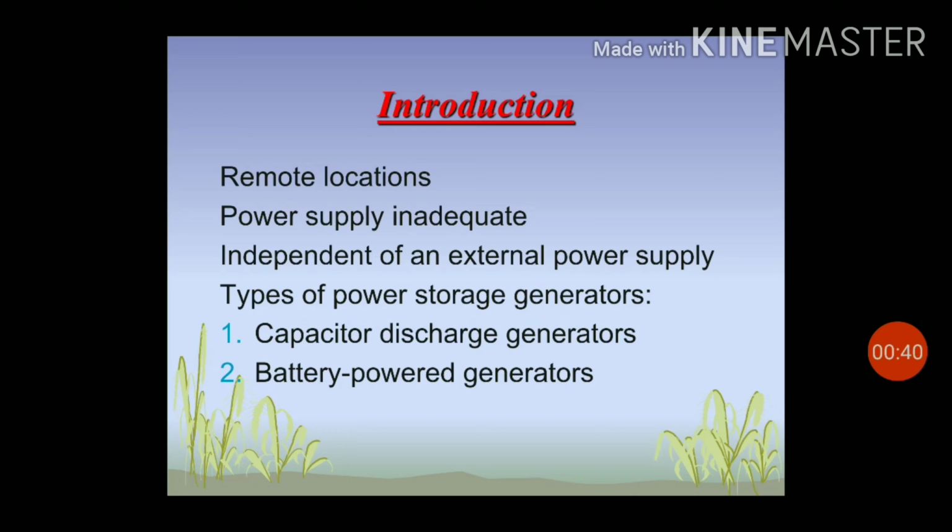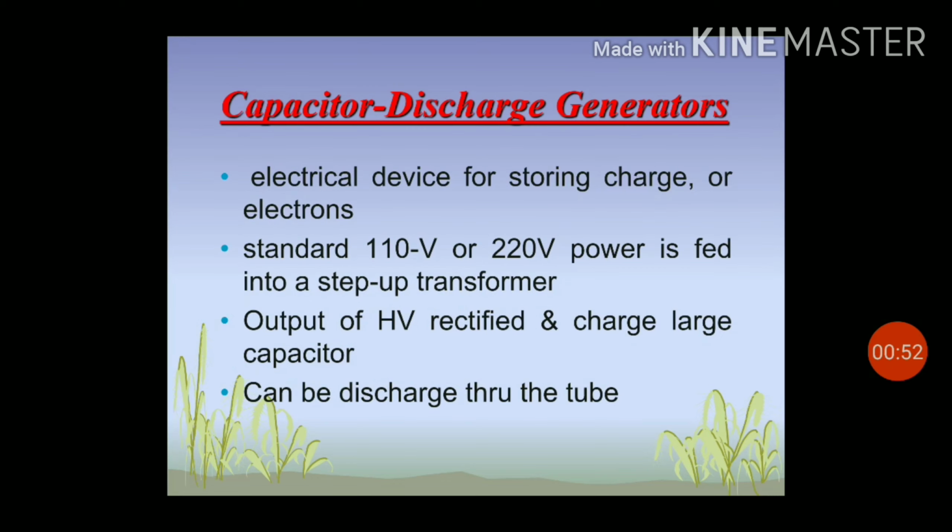external power supply. There are two types of power storage generators. One is the capacitor discharge generator and the second is the battery powered generator. We will talk about the capacitor discharge generator first. It is an electrical device for storing a charge of electrons in a capacitor. Standard 110 volt or 220 volt power is fed into a step-up transformer. Then the output of the high voltage transformer is rectified and charges the large capacitor or bank of capacitors.